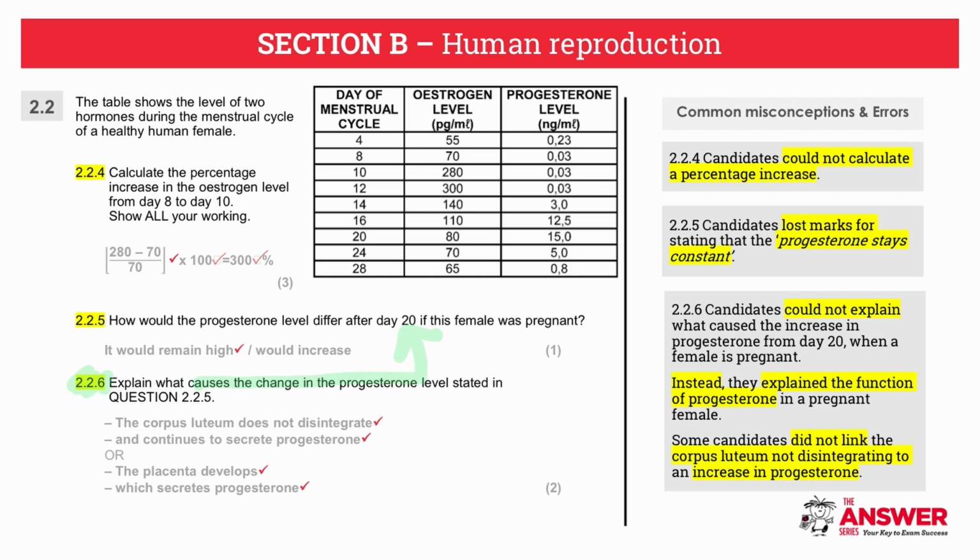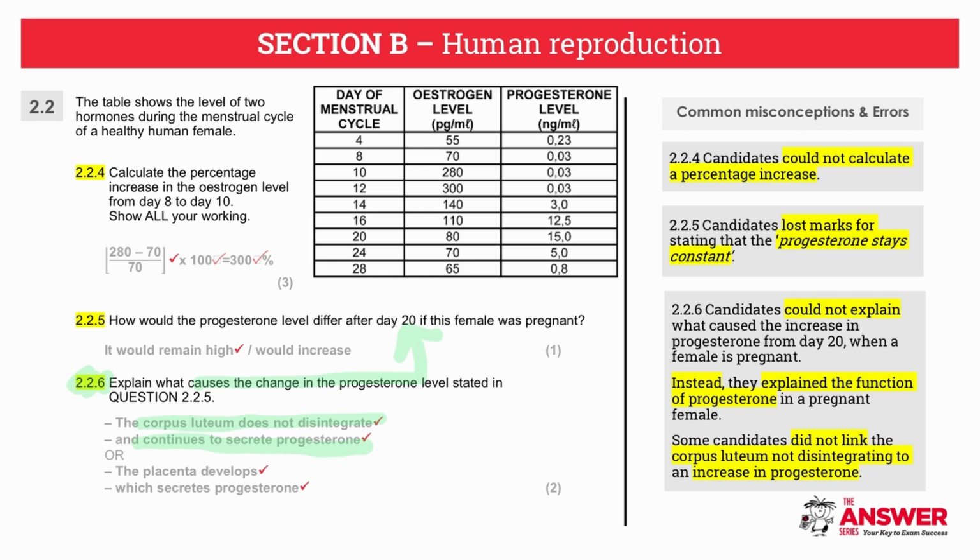Then question 226 wants you to explain what causes this change that you've mentioned. So what would lead to the progesterone level actually remaining high if the woman was pregnant? There's one of 2 reasons. The first is that initially the corpus luteum does not disintegrate. Remember that actually secretes progesterone. So if there's a pregnancy, the corpus luteum stays intact and that continues to secrete the progesterone.